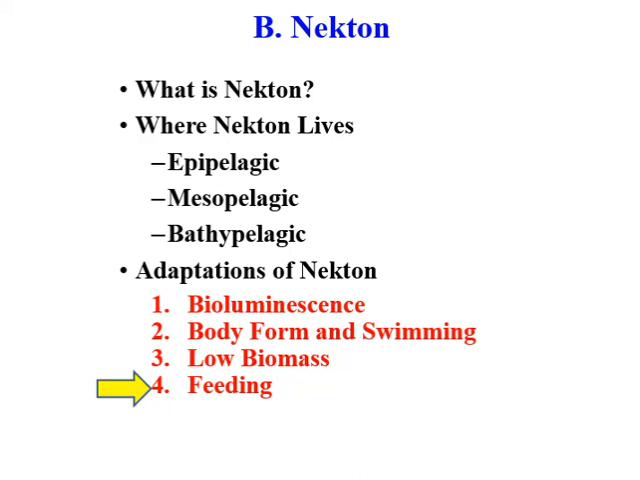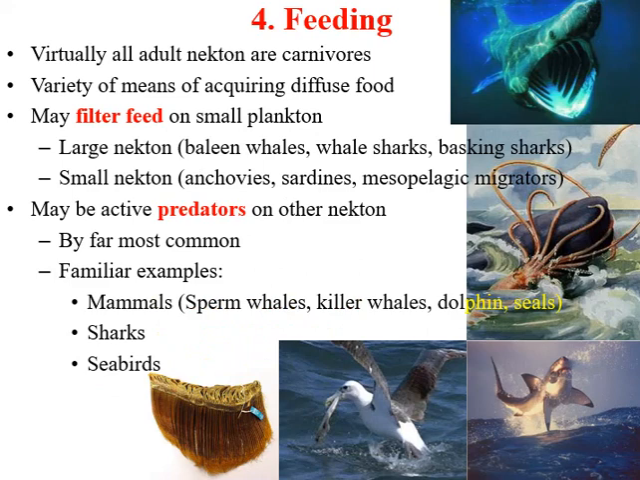Well, in terms of feeding, there's a lot of different ways that you can feed. Nekton feed in different ways. There are filter feeders that are nekton. The biggest animals, whale sharks, basking sharks, baleen whales that we looked at, those are all filter feeders. But you can also be a big predator, a big carnivore. Not so many of those. So in terms of feeding, they're all carnivores. Even a basking shark or a humpback whale, filter feeders, they're eating zooplankton, fish eggs, those kinds of things for the most part. So they're carnivores, filter feeders.